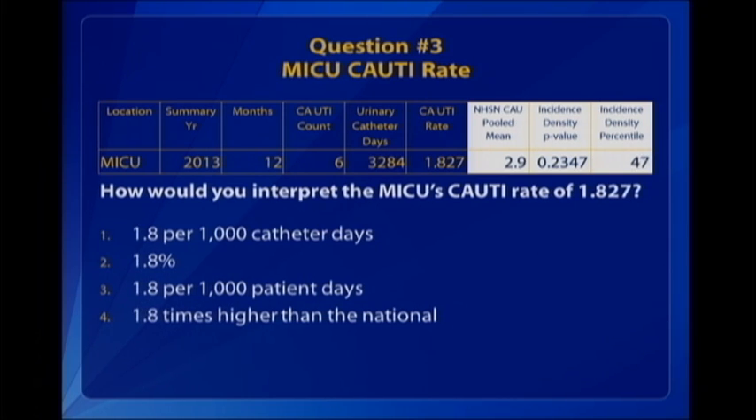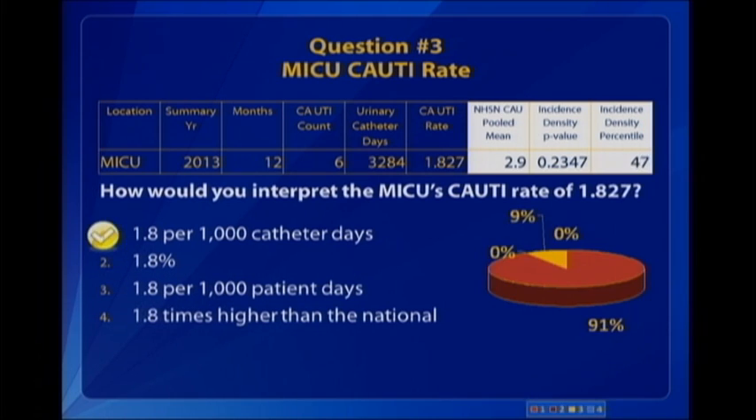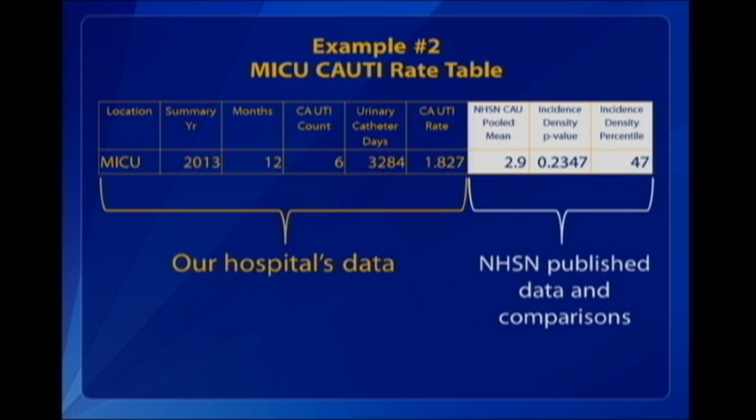Okay. Thank you. So how would you interpret the MICU's CAUTI rate of 1.827? Is it 1.8 per 1,000 catheter days, 1.8%, 1.8 per 1,000 patient days, or 1.8 times higher than the national? Just shout out, what do you think? Number 1, you are correct. It did take some votes. What do you know? Great. So the answer was 1.8 per 1,000 catheter days.